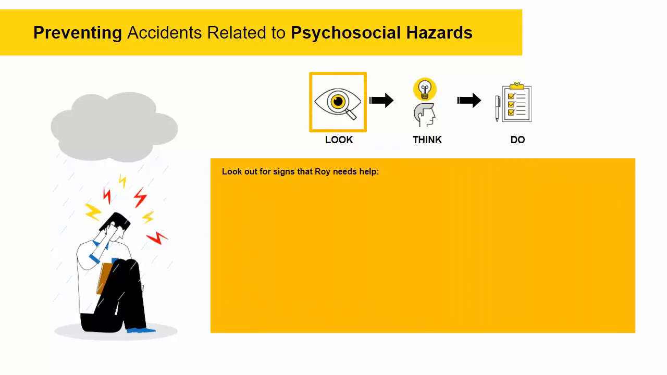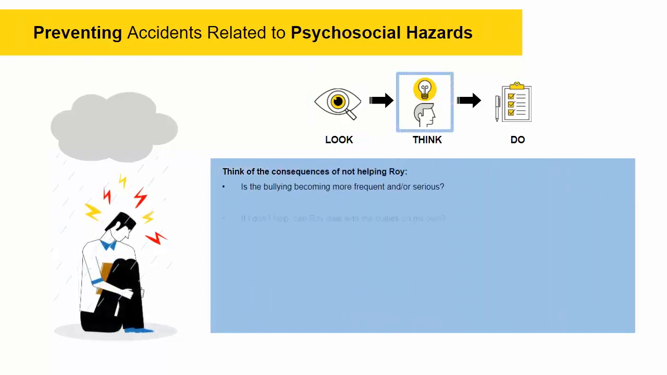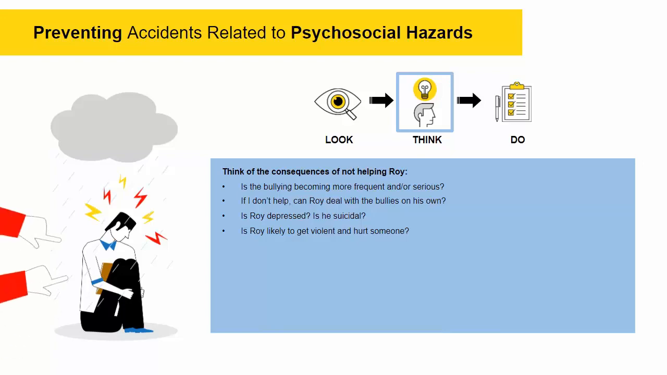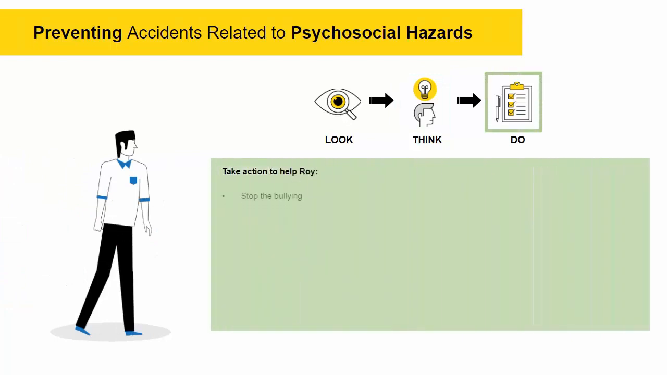In this case, they should look out for signs that Roy is going through a difficult time and needs help, for example, abnormal behaviors, depression, violence, or stress. Roy's friends should also think about the consequences to Roy if the bullying is prolonged. If Roy is unable to cope with the bullying, it will likely lead to poor mental well-being. Finally, Roy's friends should take action to stop the bullying and advise Roy to seek help and talk to someone, such as a campus counselor, or call the SOS helpline.